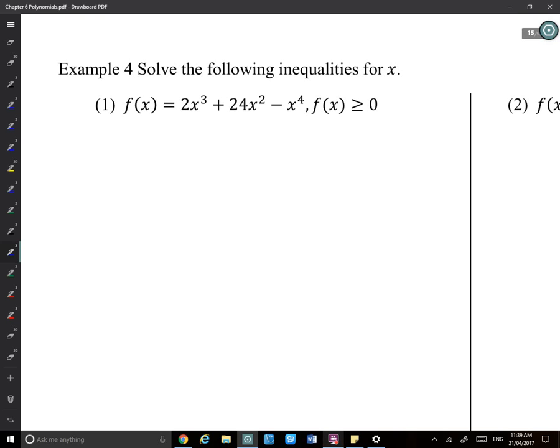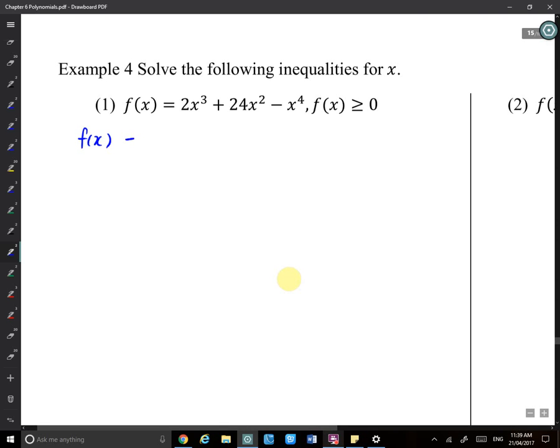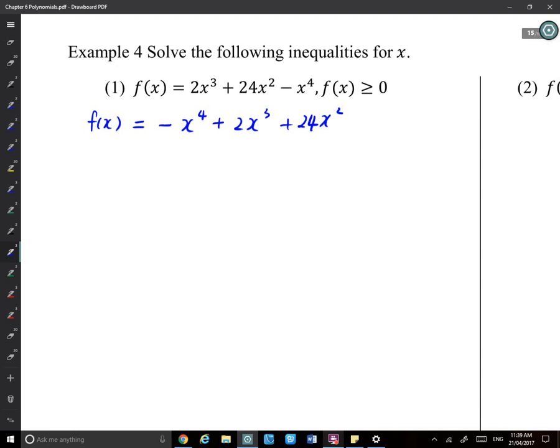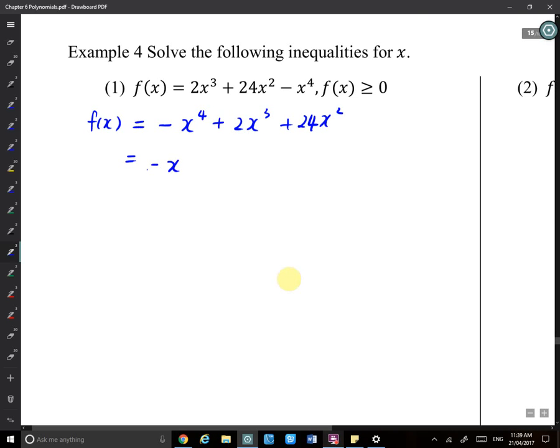We learned in the previous page that the particular form, how we sketch it. But let's see for this one how we are going to sketch this. First, we will factorize it first. So let's put minus 4x to the power 4 plus 2x cubed plus 24x squared in the decreasing order. Okay, we always want to see things in the decreasing order. And minus x squared will be the common factor. So you have x squared minus 2x minus 24.